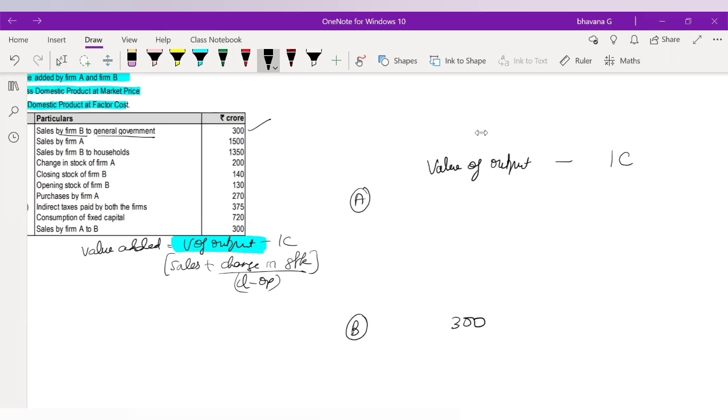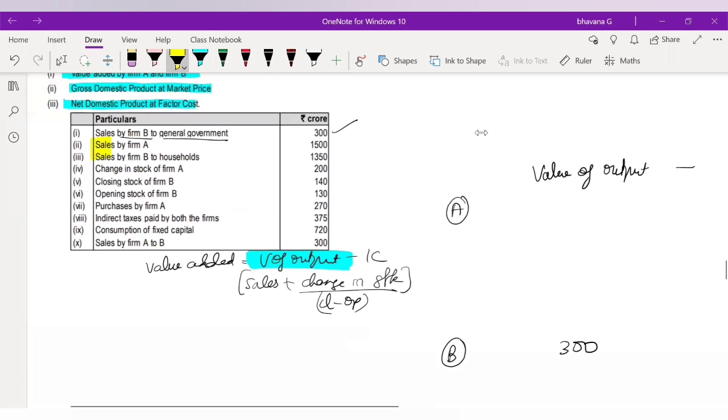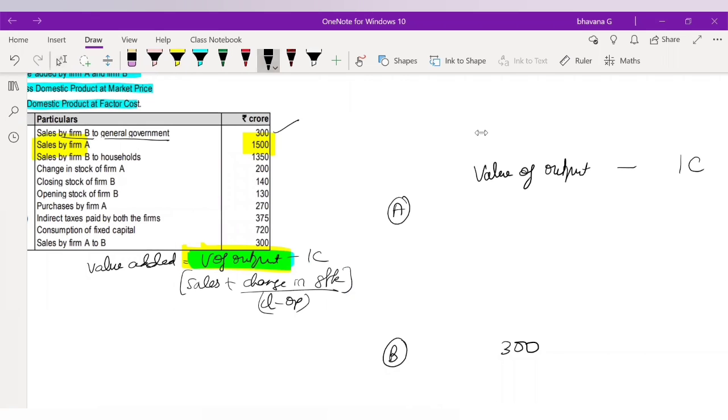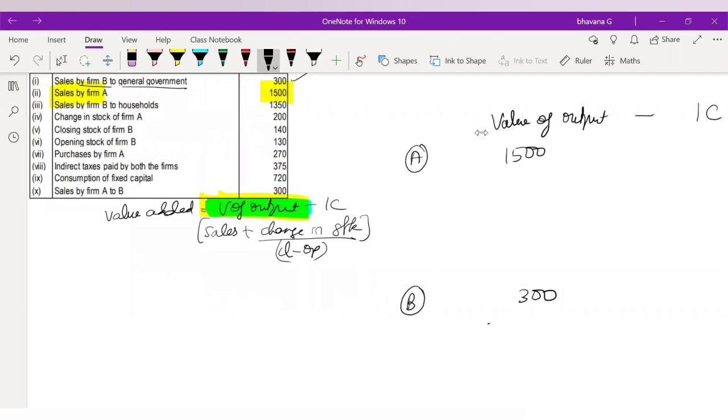Next, sales by firm A. Sales by firm A is nothing but their value of output, that is 1500. So you can directly write 1500 here. Next they have given you sales by firm B to households. Again this is the output of firm B only. You have to do plus 1350 here.